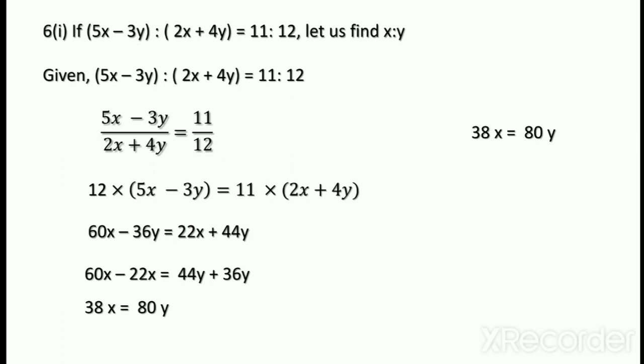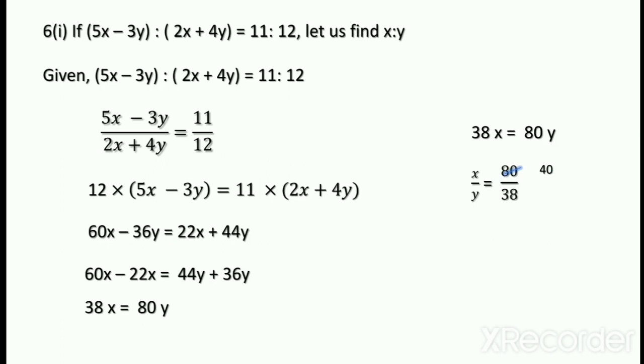Now try to understand this here. We need to find x is to y, meaning x by y. So y is going to go to the denominator, and 38 is also going to go to the denominator. So here cross multiplication is happening. So we get x by y is equal to 80 by 38. So question number 5 and question number 6 are just the converse of each other.